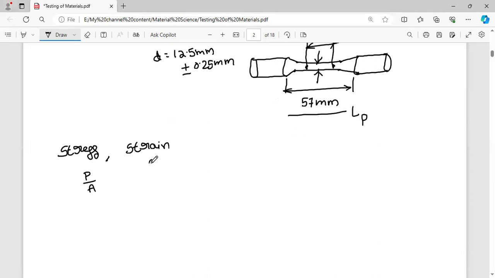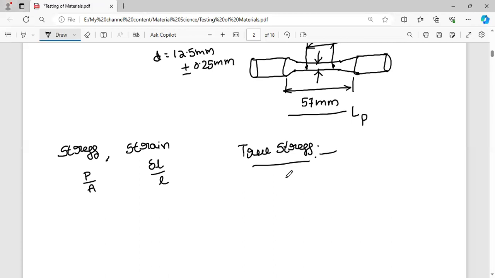Strain means change in length by original length. Next, coming to one important notion, that is true stress. What is meant by true stress? True stress is an important one. The definition is: it is a stress determined by instantaneous load acting on the instantaneous cross-sectional area. When the load is acting instantaneously, that corresponding stress is called the true stress.